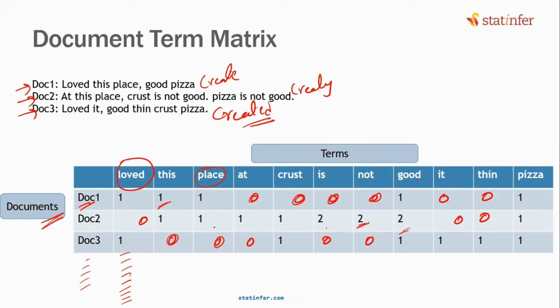It is known as a sparse matrix. Sparse means a lot of zeros are there. So there will be a lot of sparsity in the data. Already there is a lot of sparsity. 90% sparsity will be there. 90% zeros will be there.